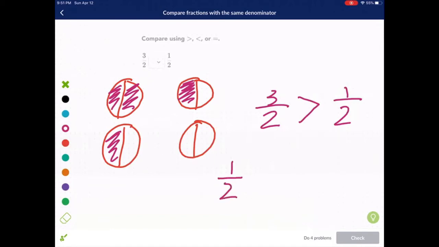If I wrote it like this, 1 half, and I had the 3/2 over here, I would put a less than over here. Remember, you always want the mouth to open towards the bigger number. So it just depends on where's the bigger number here. The mouth opens up to the bigger number. And obviously, if it was the same number, 1 half and 1 half, it would be equal.